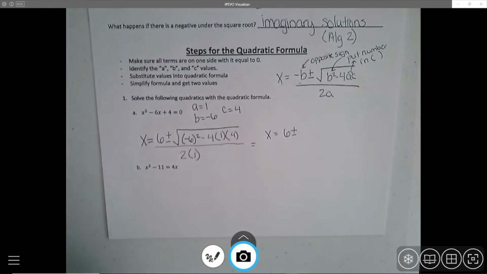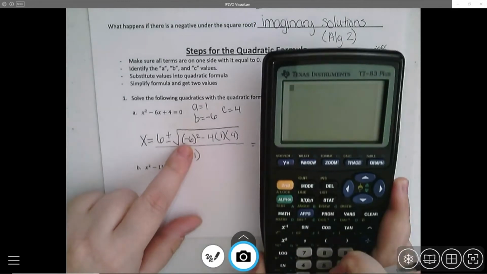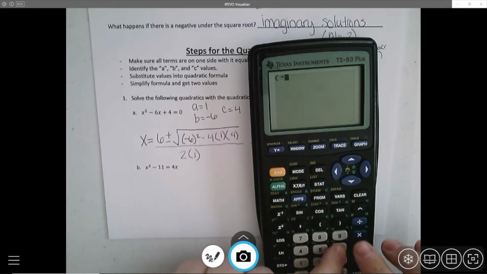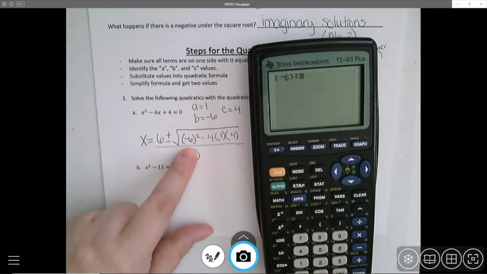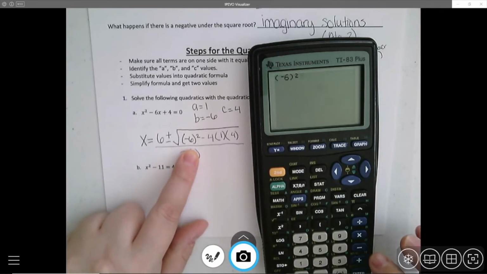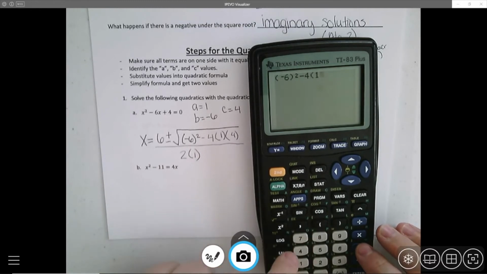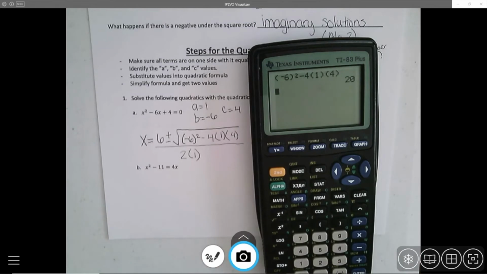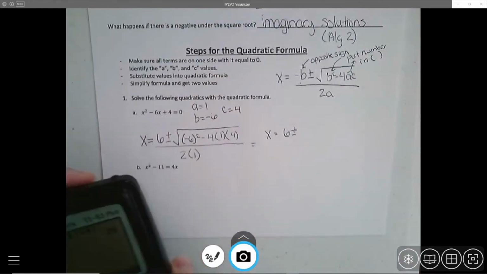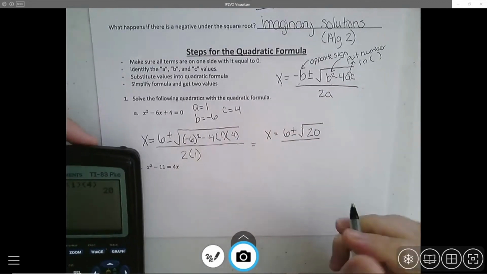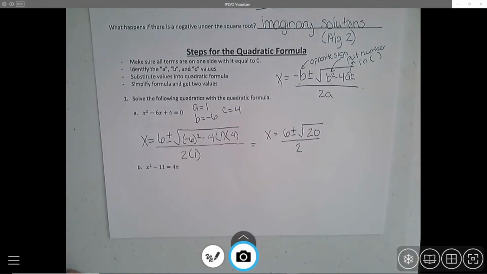Now, this whole step inside the square root, we can put in the calculator in one step. I'm going to ignore that square root. I'm going to type in -6 squared. Wherever I see parentheses, I'm typing it in like that in the calculator. -6 squared minus 4 times 1 times 4. I get 20. So that whole thing under the square root simplifies to the square root of 20 all over 2 times 1, which is 2.